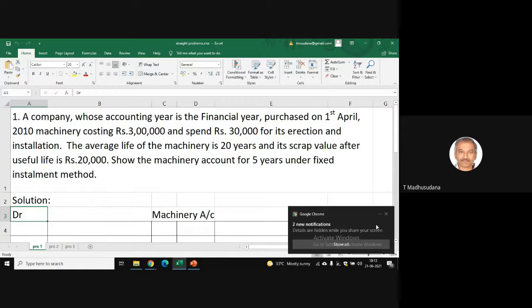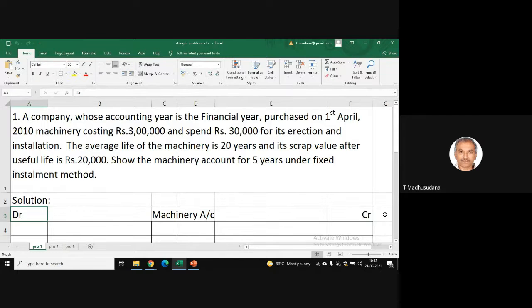But in this problem, there is a mentioning. They have mentioned that the accounting year is financial year. Financial year means it starts from April 1st and ends with March 31st of next year. That is a 1 year period. That is called a financial year. So in this problem, the company is following financial year.